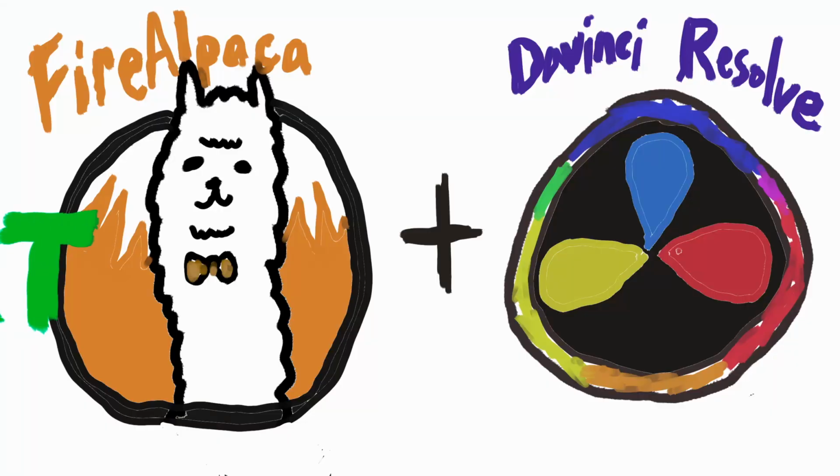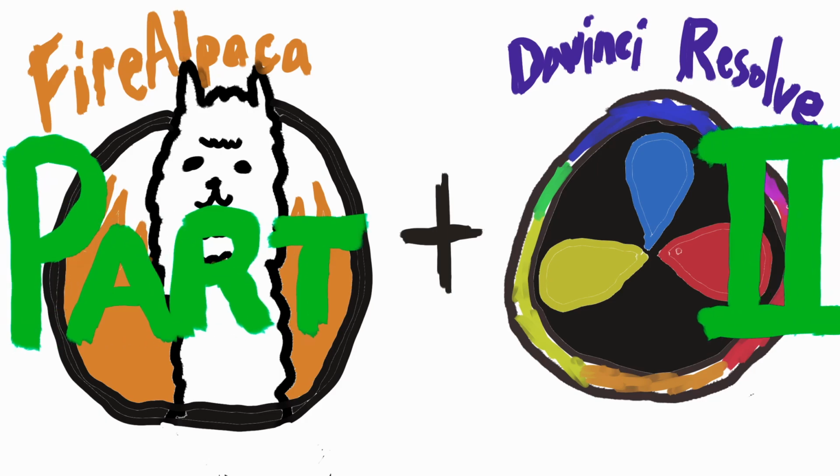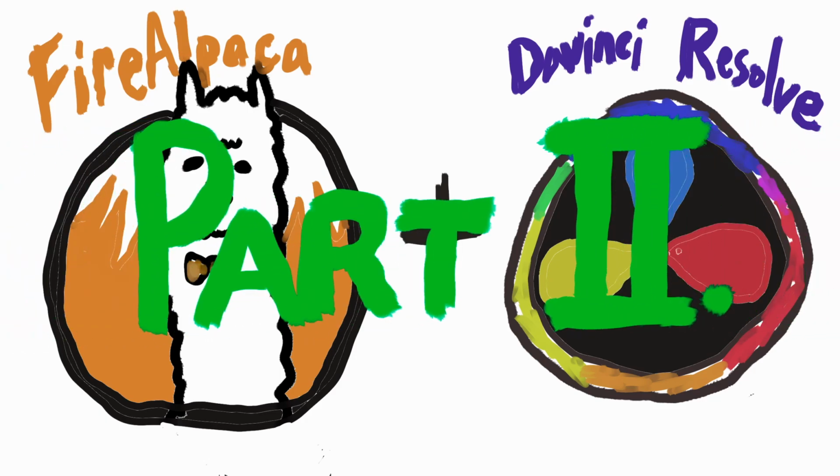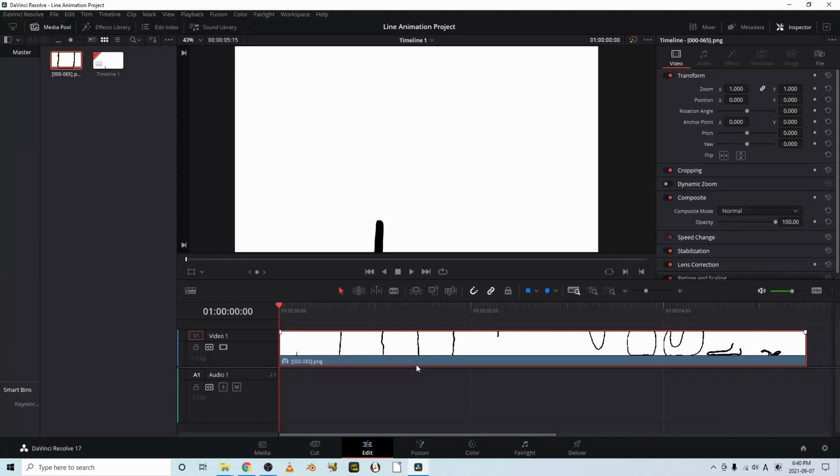This is the FireAlpaca and DaVinci Resolve animation tutorial part 2. Be sure to watch part 1 and then part 2. Let's talk about changing the color of this animation.